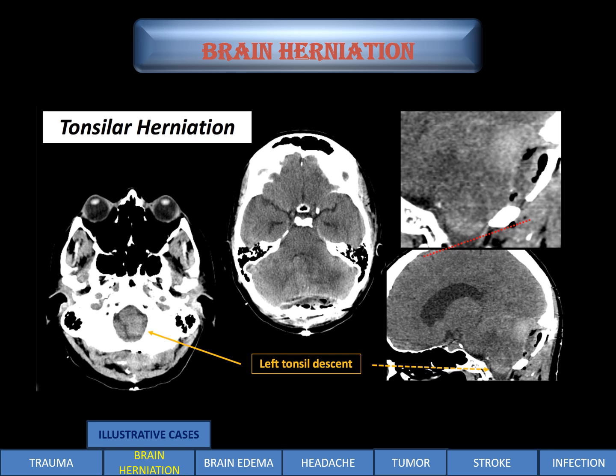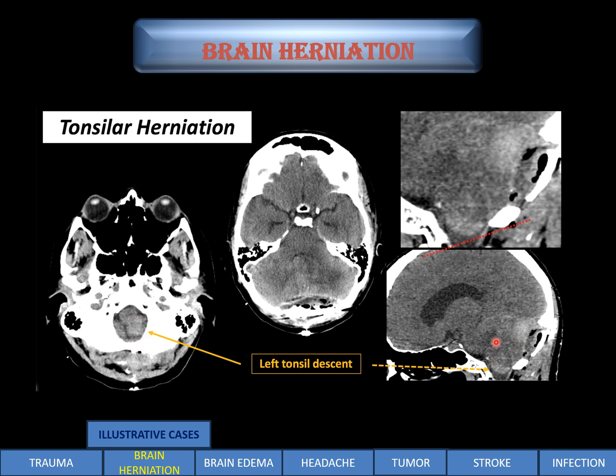Moving to the fourth herniation, which is the tonsillar herniation. This is the section of the foramen magnum in which we are able to see that there is extra tissue which is coming here. This is a normal CSF space which we are able to see. Here it gets obliterated because of the descent of the tonsil.